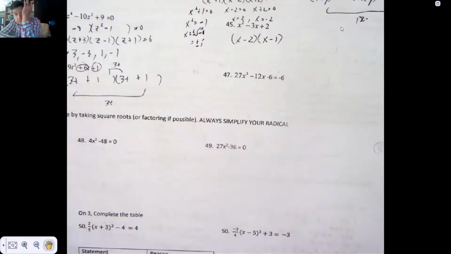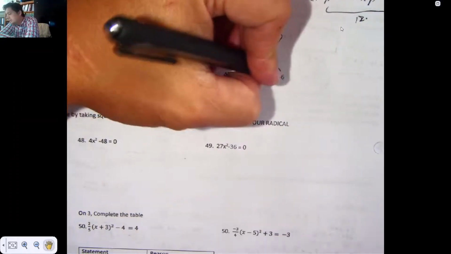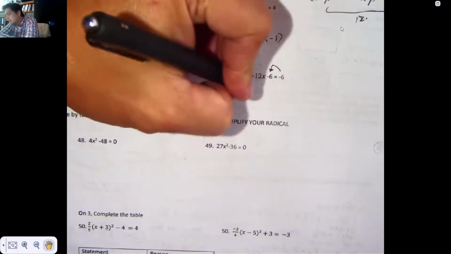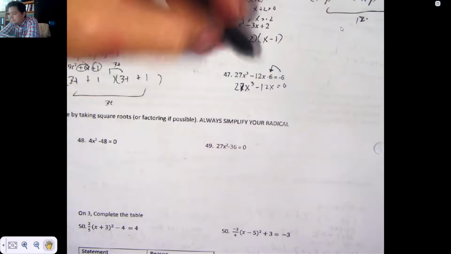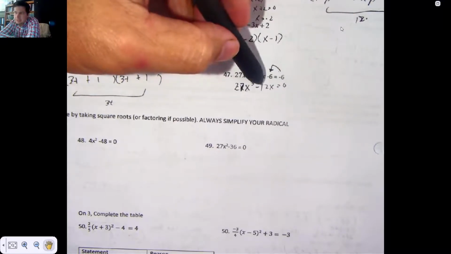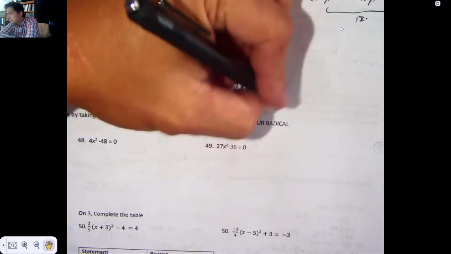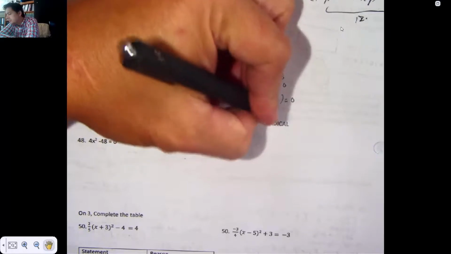47. 27x cubed minus 12x equals 0. So when you move this guy over, you now have a negative 6 plus a 6, which is 0. 27 and 12, last I checked, are both divisible by 3. X cubed and x are both divisible by x. So I'm going to pull those numbers out and see what happens. That'll give me 9x squared minus 4. By the way, still equal to 0. 9x squared minus 4 is the difference of squares pattern. Factors is 3x minus 2 times 3x plus 2.